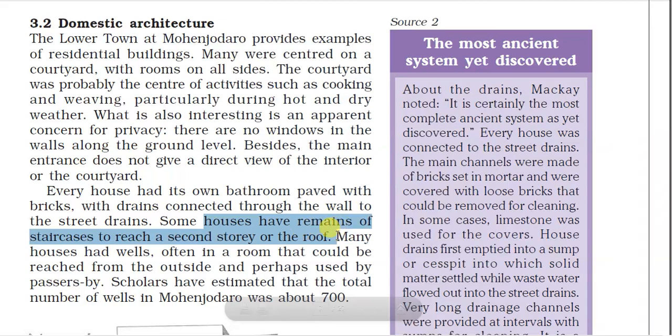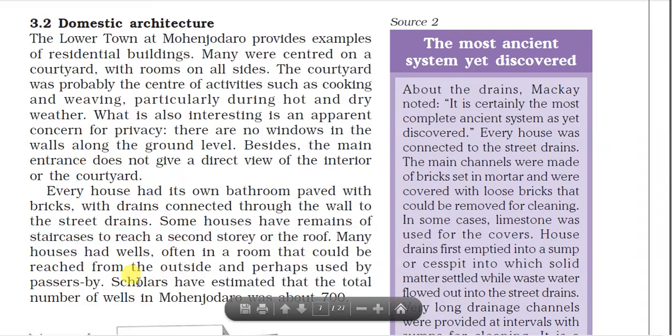So there is more than one story in Harappan houses. As you can see, there are two-story houses in Harappan settlements. Again, very interesting and very amazing that they are able to put up two stories and a roof in the Harappan houses.